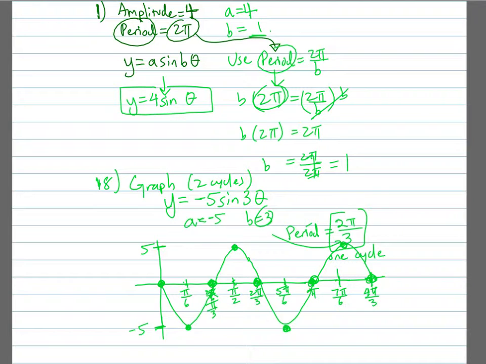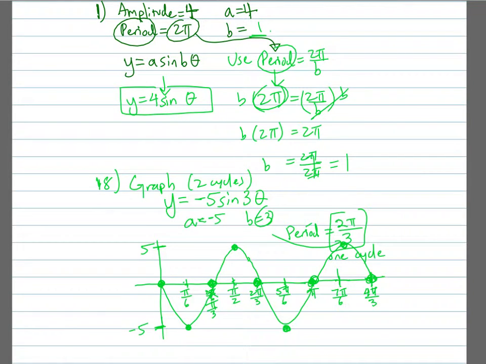We know that a equals 1. Right, amplitude is 1. Oh, I'm sorry. You're right. I'm thinking of the other problem. Thank you, Jordan. Amplitude equals 4.